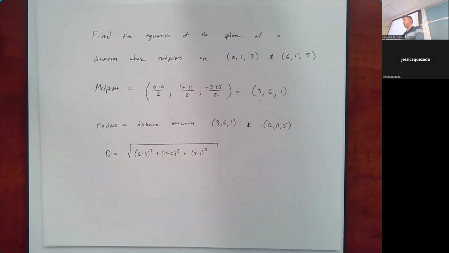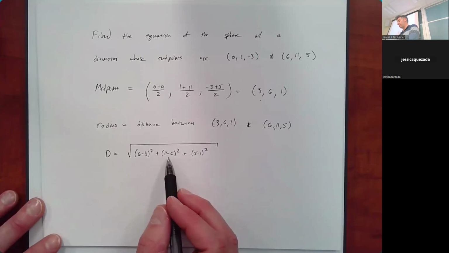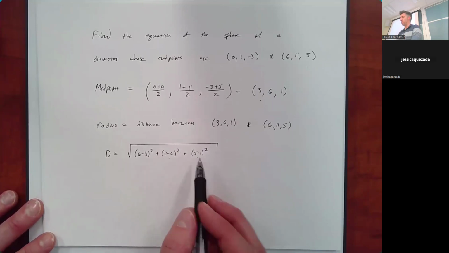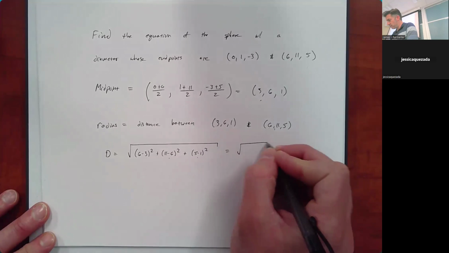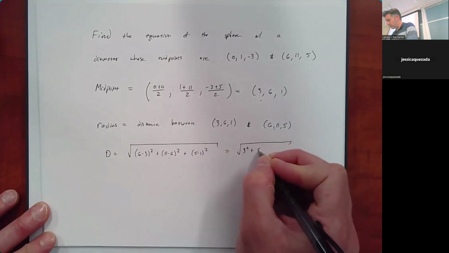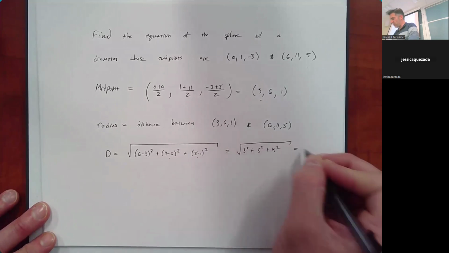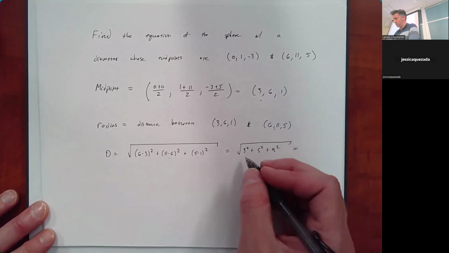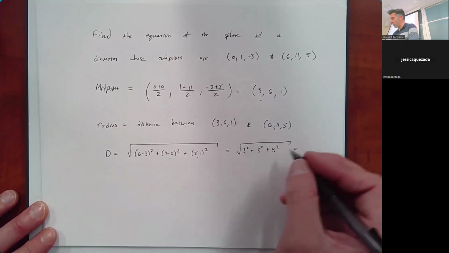But you could also go the other direction and get negative 3 squared plus negative 5 squared plus negative 4 squared instead of getting 3 squared plus 5 squared plus 4 squared, which ends up being, I think, the square root of 50. 9 plus 25 plus 16, yeah, that's 50.